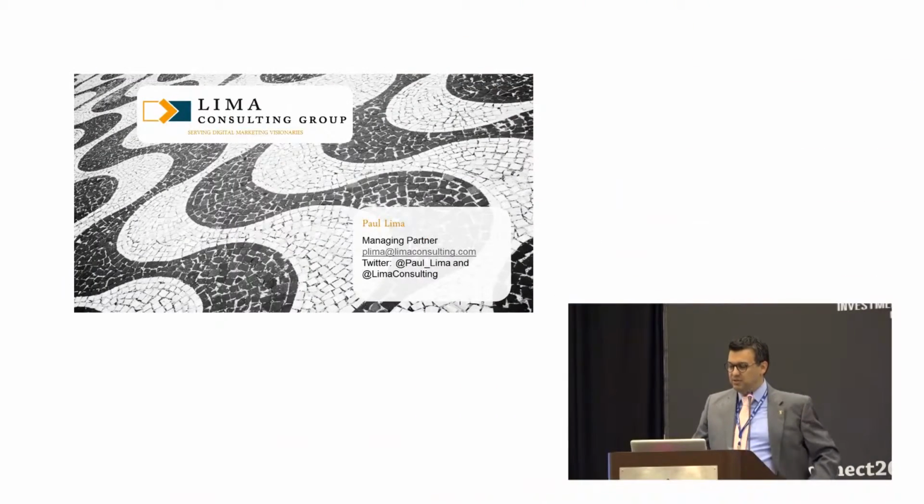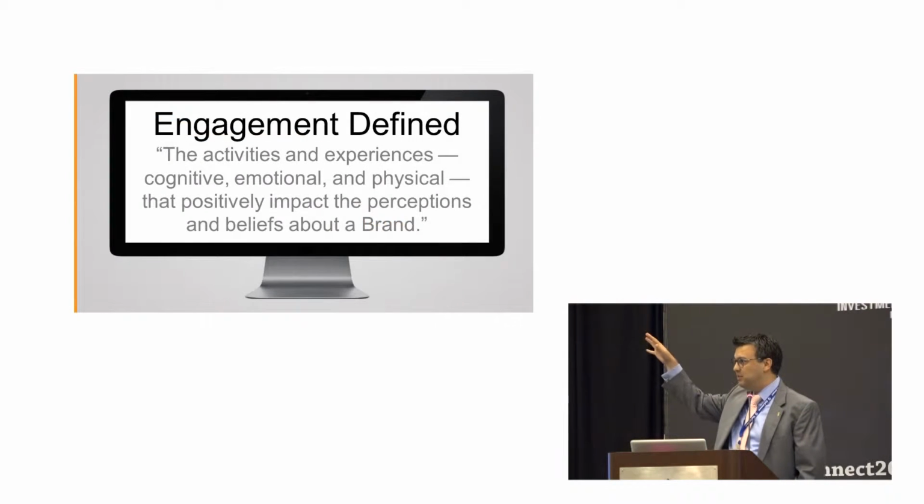What I'm going to talk a little bit about is engagement, which is really the concept of the panel here. The activities and experiences, so we're talking about cognitive, emotional, and physical, right? This is your marketing class 101. We want to think, right? Cognitive, emotion, we want to feel, and physical, do, right? We want someone to do something.